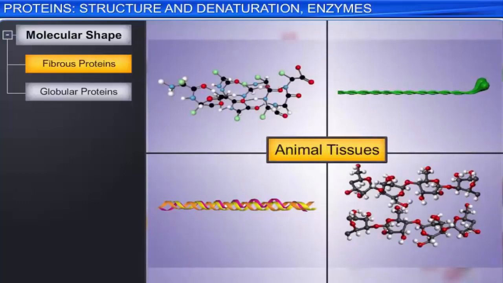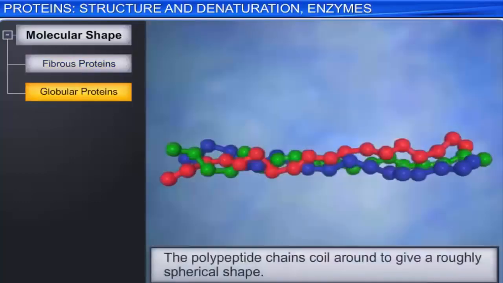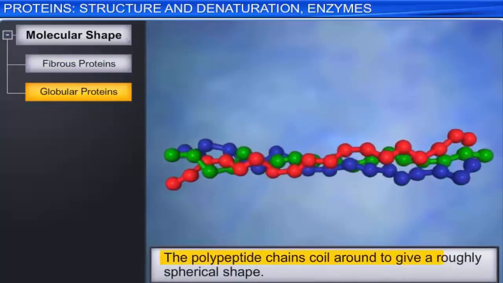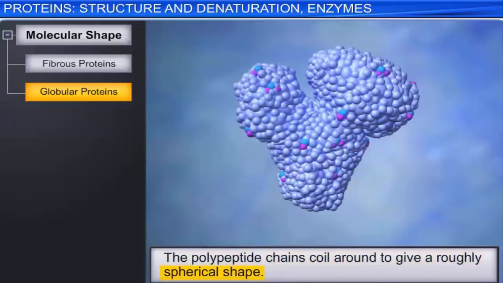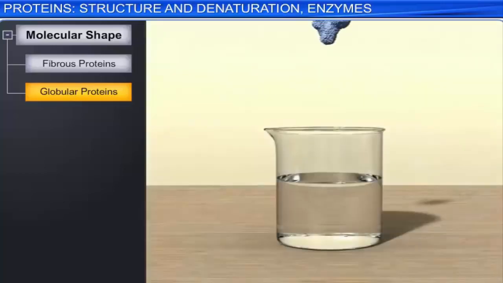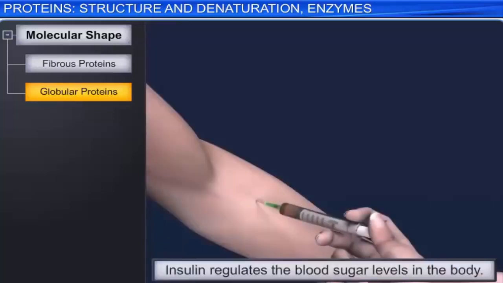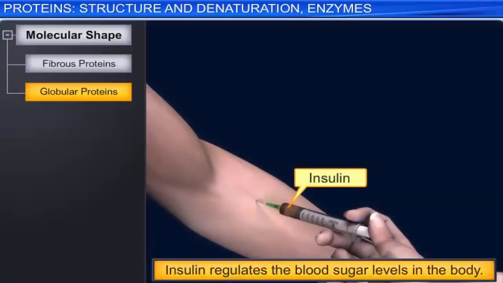In globular proteins, the polypeptide chains coil around to give a roughly spherical shape. These are soluble in water due to the presence of hydrophilic groups. Globular proteins maintain and regulate life processes. For example, insulin regulates the blood sugar levels in the body. Hemoglobin and albumin are some other examples.